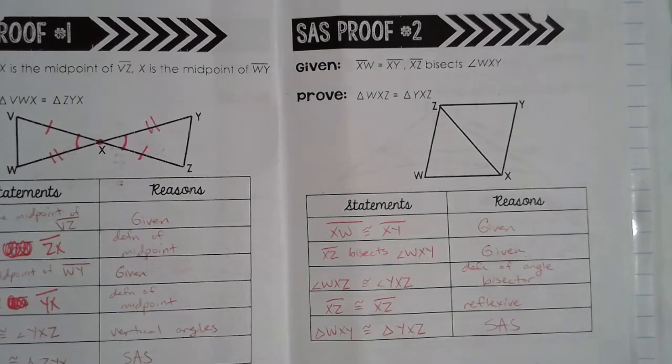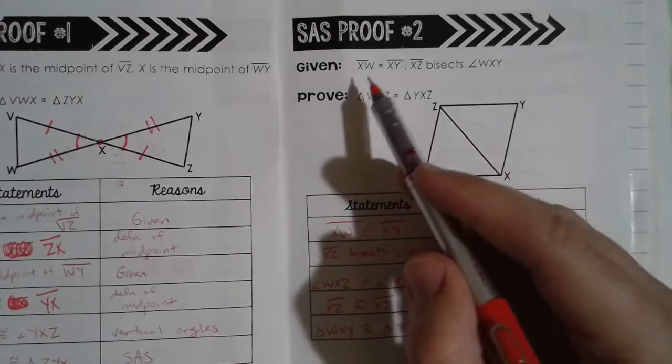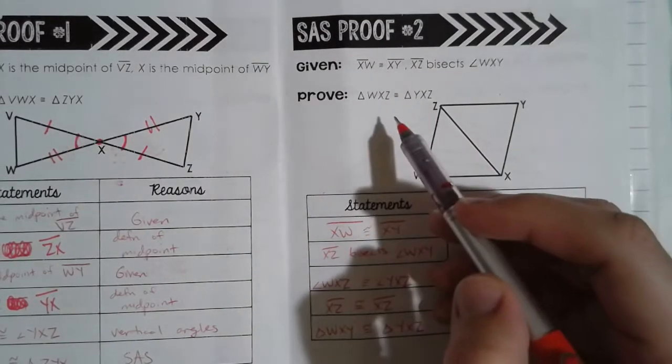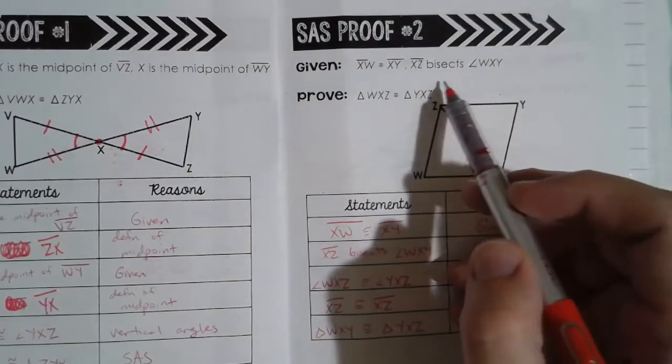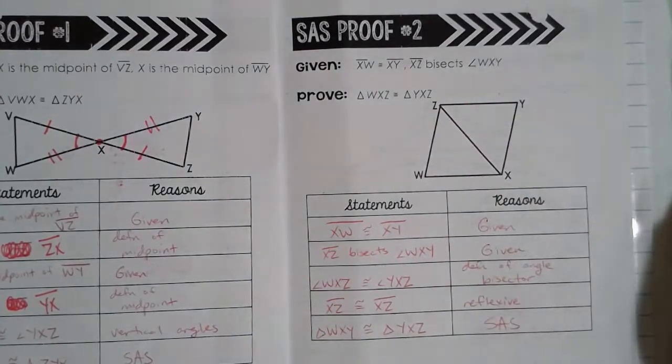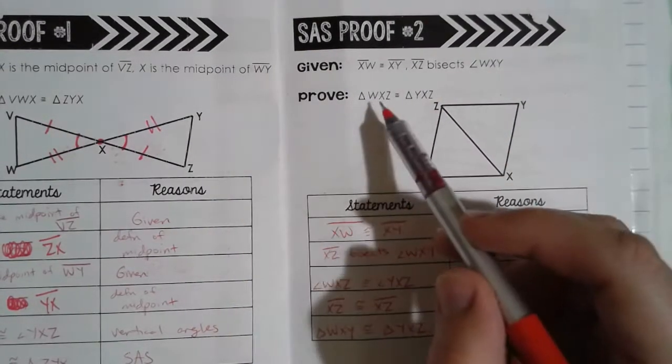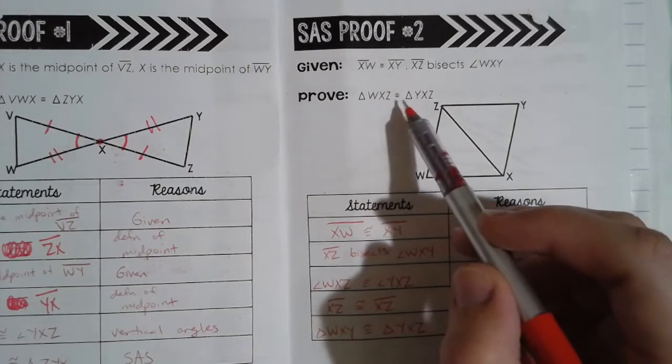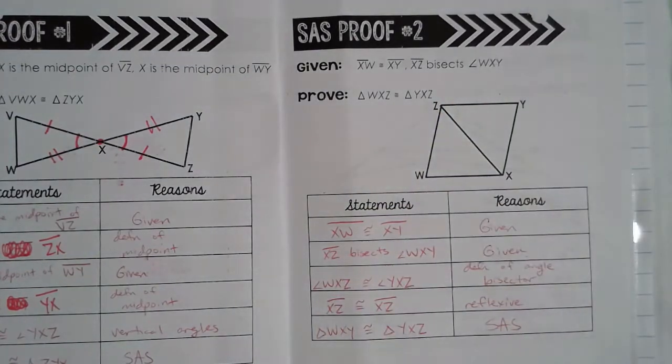All right, so page 4, side angle side proof number 2. We're given that XW is congruent to XY and XZ bisects angle WXY. Using those two bits of information, we need to prove that triangle WXZ is congruent to triangle YXZ.